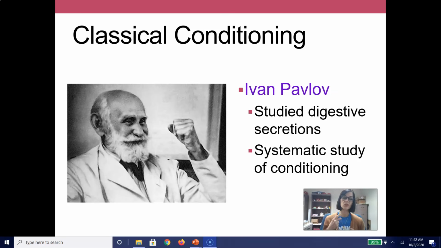And he was really interested in studying different digestive secretions, not only those released by the stomach, but also in saliva. So one of the things that you may not know is that your saliva contains enzymes that start breaking down food the moment it hits your mouth so that it makes it easier for you to digest. And Pavlov is known today largely for his work in classical conditioning, which is sometimes referred to as Pavlovian conditioning, because of his very systematic, careful, and thoughtful work about conditioning.